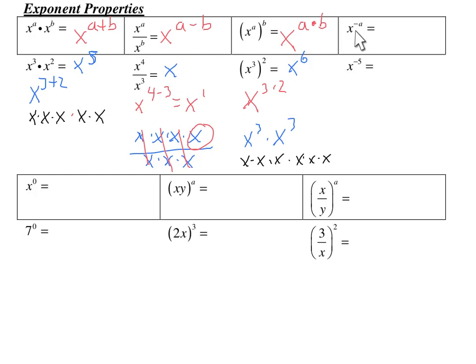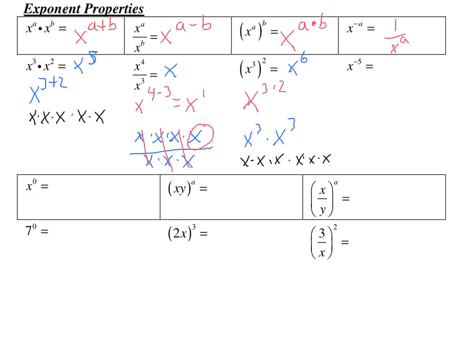So for this one, anybody know what a negative power does? That's one of those that's not as common. But you're going to see a lot of negative powers coming. Negative powers mean to take it and put it in the denominator, kind of like a reciprocal. So your answer is going to be 1 over x to the a power.